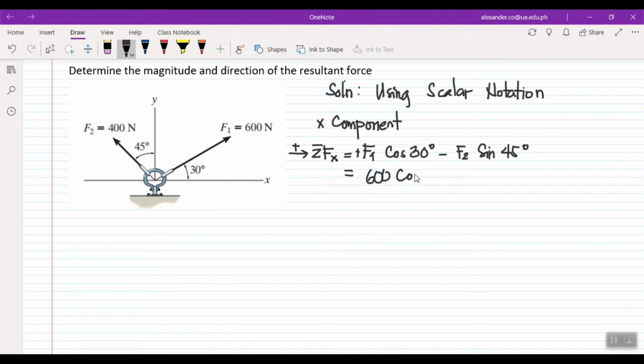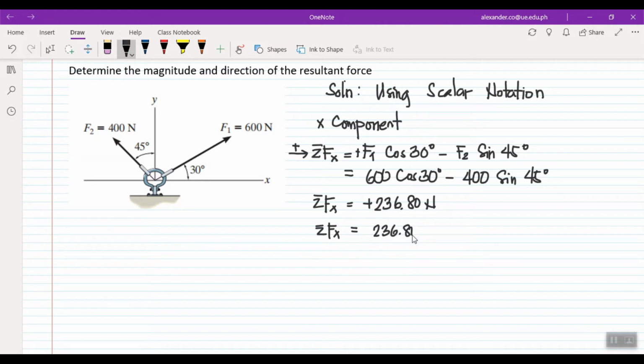So, ano yung F1? 600. Cosine 30. Computin n'yo na kaya para habang sinusulat ko, may parehas na tayong sagot. So, yung answer is now equal to positive 236.8 Newton. Okay? Ang gusto kong final answer, hindi ganyan. Since scalar tayo, it will be 236.8 Newton, vector nga 'yan, di ba? So, meron akong magnitude. Anong direction? To the right. Okay? So, ito yung answer natin. Hindi pa tayo tapos, ha? X component pa lang 'yan.